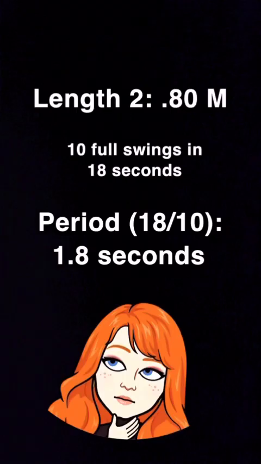I will now be conducting the same experiment as before, but my string length is now 0.80 meters. I'm going to find the period of this pendulum and then input it into the same formula and find the results. This pendulum took 18 seconds to make 10 full swings, making its period 1.8 seconds by dividing 18 by 10.